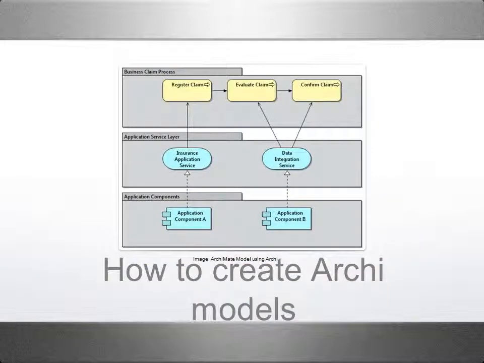This is a typical example. It's a simple example of an ArchiMate model that's been created in Archi. The model consists of business processes as shown in the top layer, which says business claim process. Now that's a group function that we use to group similar elements. Also, it has the next layer, which says application service layer, which groups only service concepts, and then the application component.